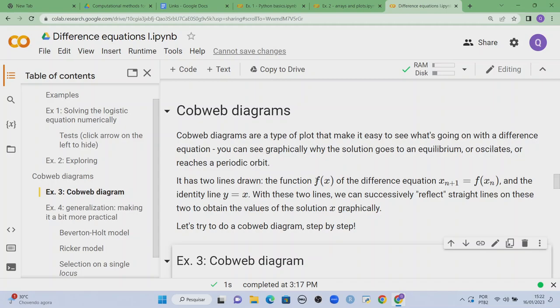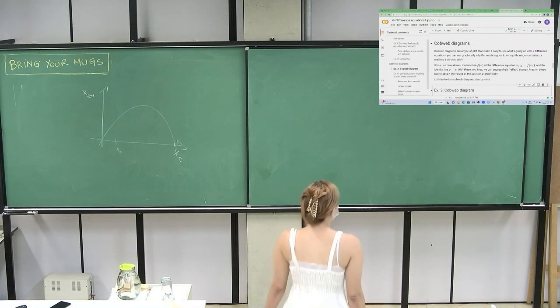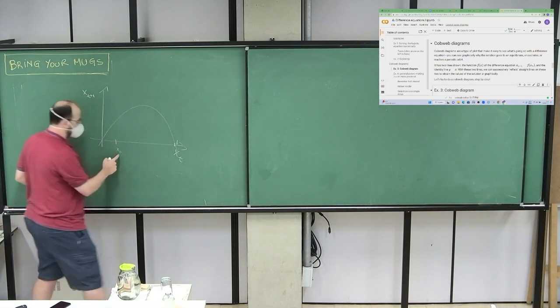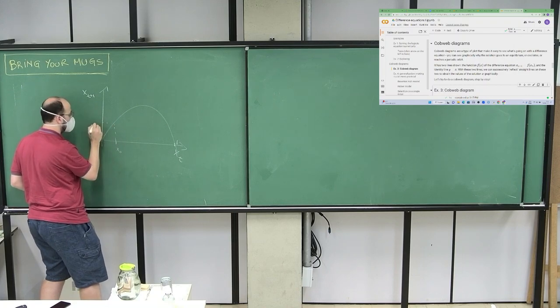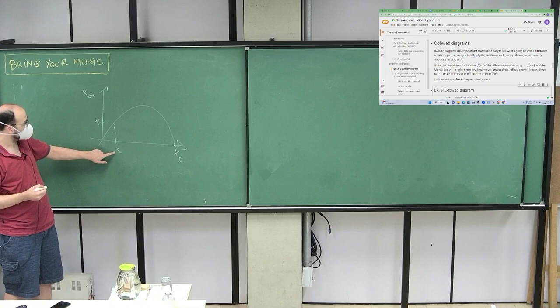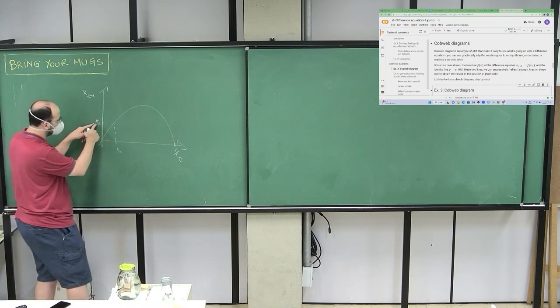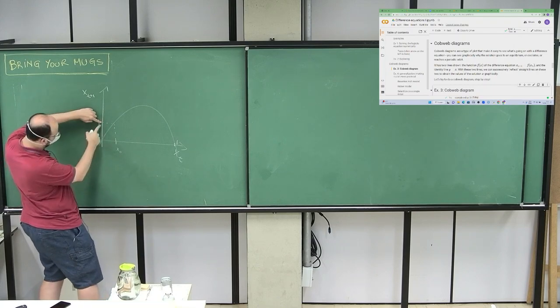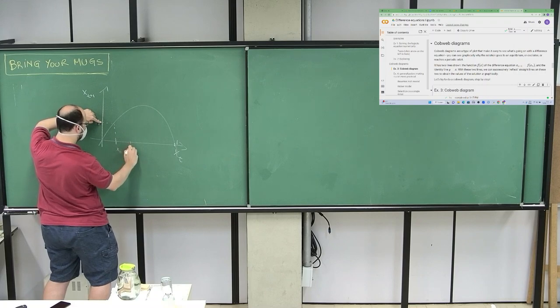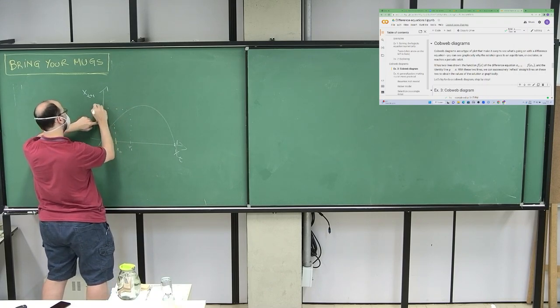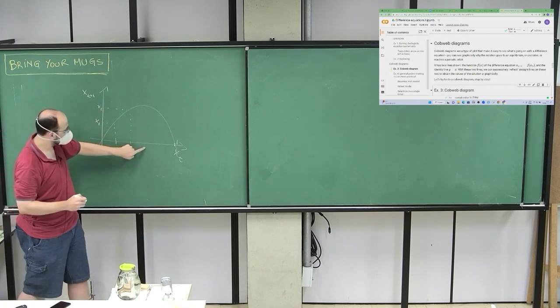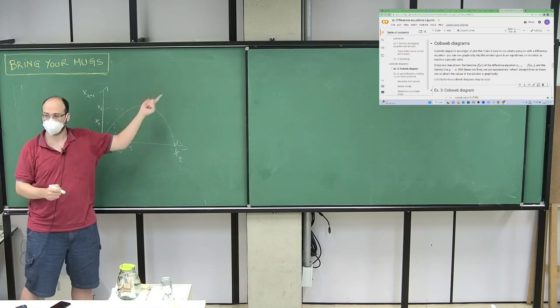This is 1 over here. If I have an x0 over here, what is x1? It's the value of f of x0. So the graph of f at x0 gives x1. Now if I look at x1, I have to ask, what is x1 on the x-axis? It's over here. So this is x1, and this will be x2. And now I want to put x2 down here to see what is f of x2, and so on.